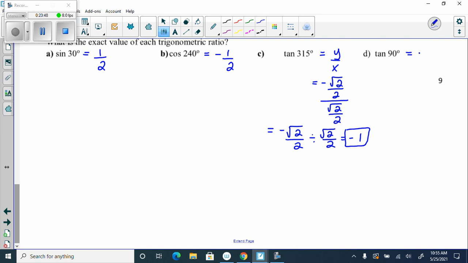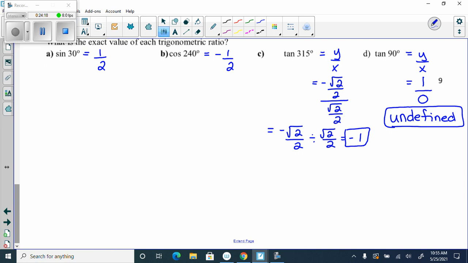Okay, so I have to do y divided by x. What's y at 90? Rhymes with fun. It's a 1. And then x is 0. What happens when we divide by 0? We got problems. That's what happens. Yes, undefined. Boom. Box that. Move on. Be proud of yourself. You rocked it.